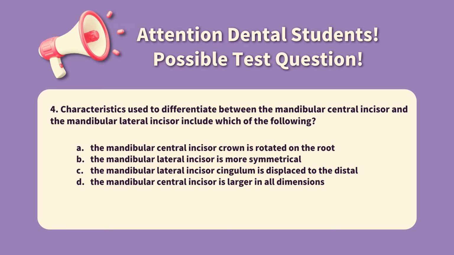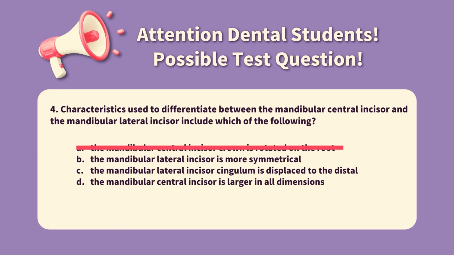Characteristics used to differentiate between the mandibular central incisor and the mandibular lateral incisor include which of the following? Let's go over these options together. A, the mandibular central incisor crown is rotated on the root. Nope, not that one. It's the mandibular lateral incisor that has a rotation to the crown over the root.